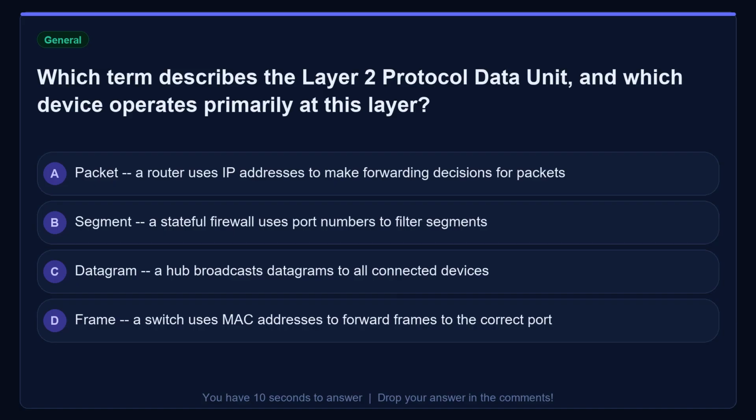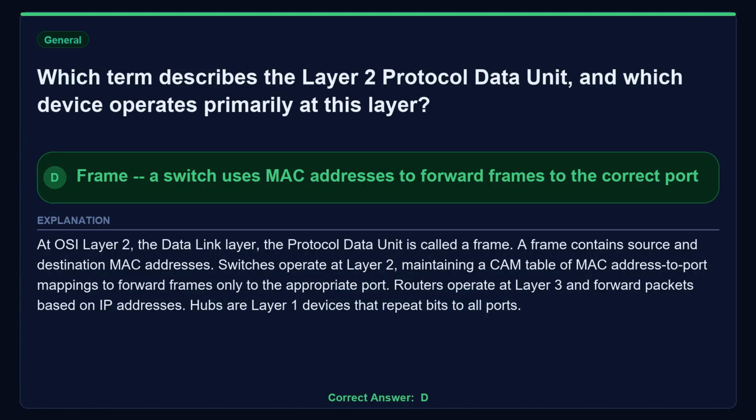Which term describes the Layer 2 protocol data unit, and which device operates primarily at this layer? The correct answer is D, frame. A switch uses MAC addresses to forward frames to the correct port.